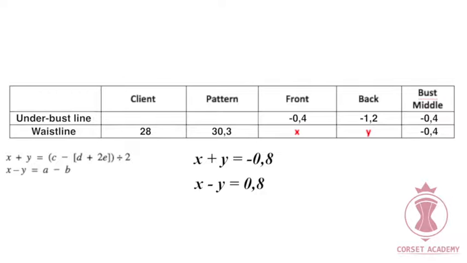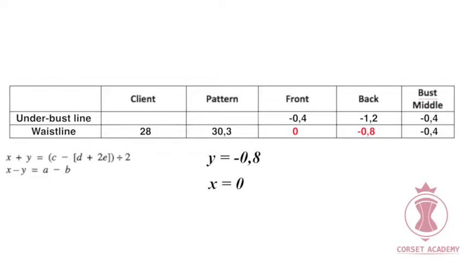I determine the values of X and Y. X equals 0.8 plus Y. 0.8 plus 2Y equals minus 0.8. 2 times Y equals minus 1.6. Y equals minus 0.8. X equals 0. And now I insert the determined values into table 4 instead of X and Y. So I have evened out the side seam along the waistline.